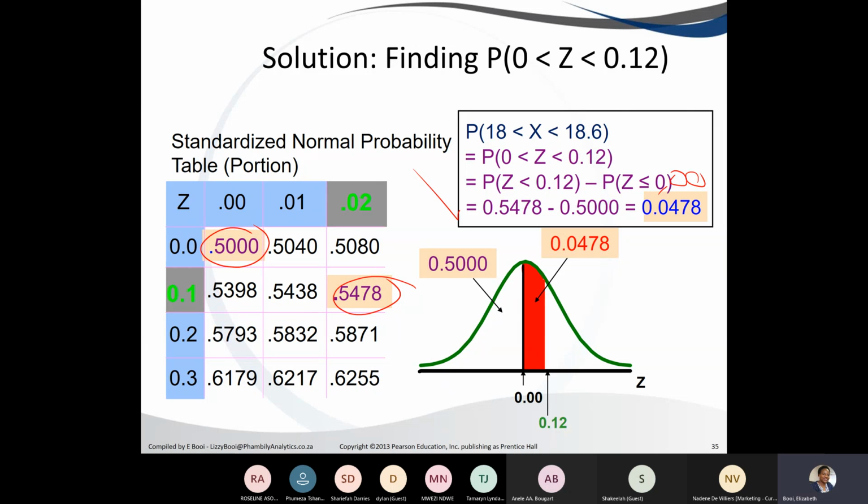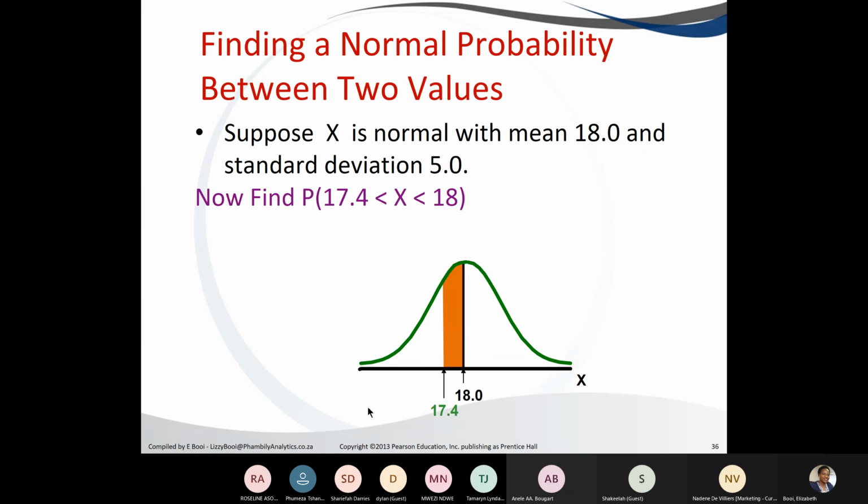And that's how we calculate the probability of between. Looking at another example, find the probability of X lying between 17.4 and 18. Suppose X has a mean of 18 and a standard deviation of 5. So now we need to find the probability of this area.